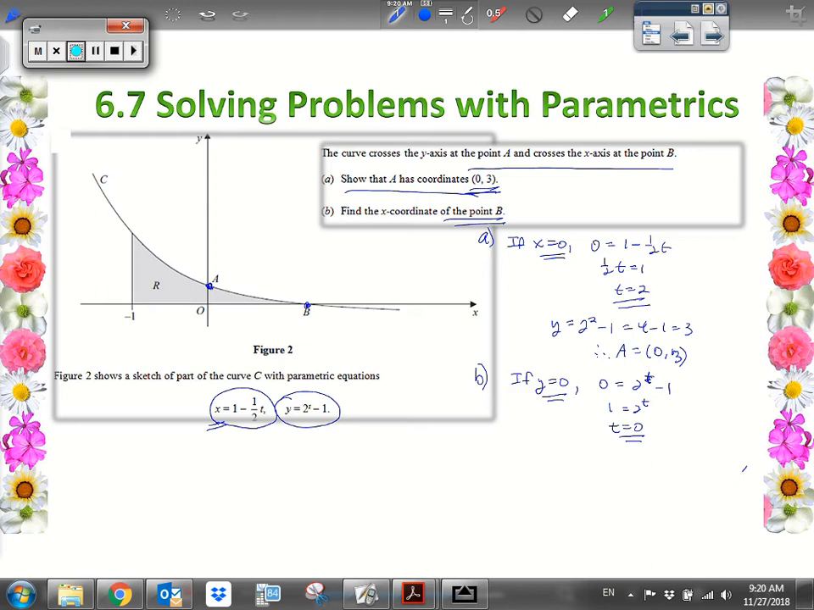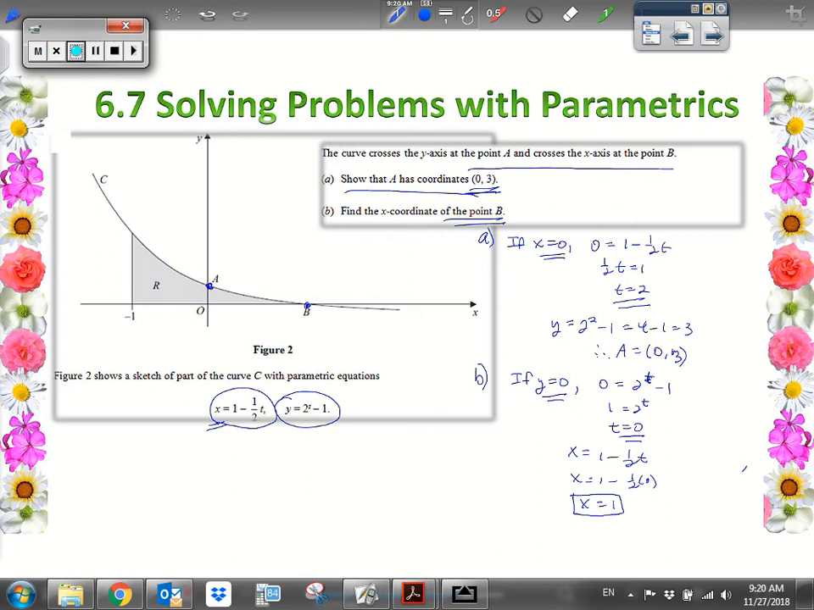So therefore, we can go back into the x equation and substitute our 0 in for t and find out. So 1 minus 1/2 times 0. So x is going to be 1. So to answer the question they asked, find the x coordinate of the point B. Well, the x coordinate is 1. Okay? Is that okay so far?